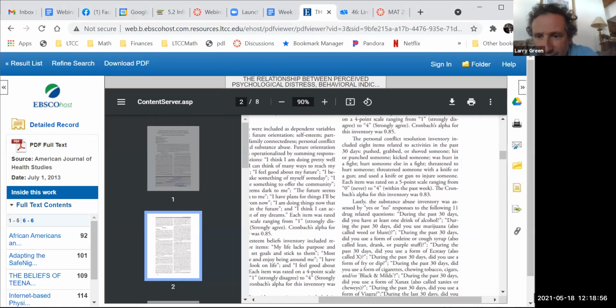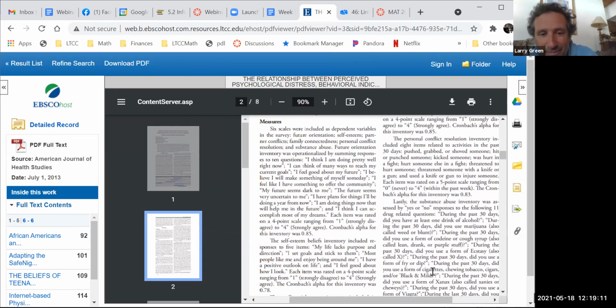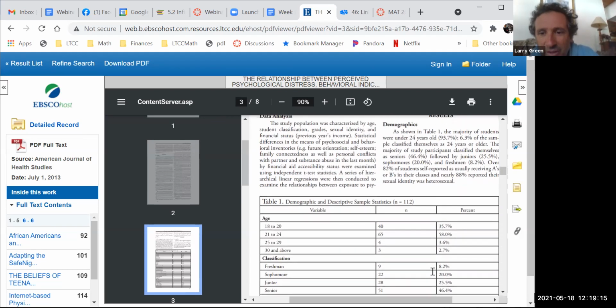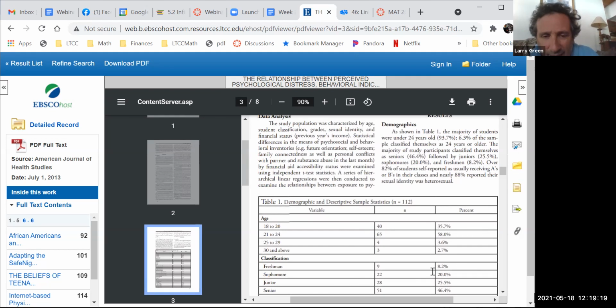And for example, lastly, the substance abuse inventory was assessed by yes or no responses to the following 11 questions. So again, it's yes/no question stuff. So worry a bit, but I want to show you because it's all over the place. If you go to results, they have the variable, you have N, you have the percent of the people who said yes.